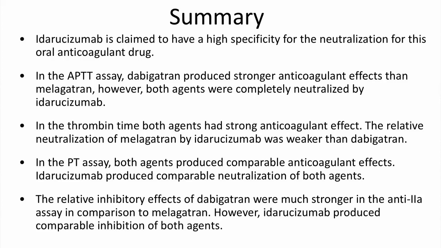In the PT assay, both agents produced comparable anticoagulant effect. Praxbind produced comparable neutralization of both agents. The relative inhibitory effect of dabigatran was much stronger in the anti-2A assay in comparison to melagatran. However, idarucizumab produced comparable inhibition of both agents.